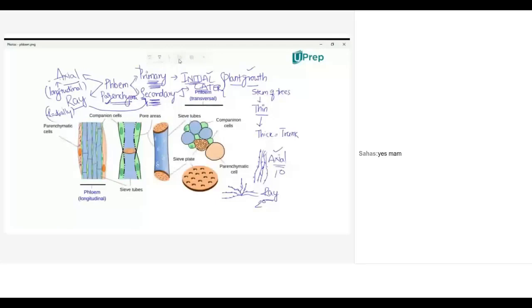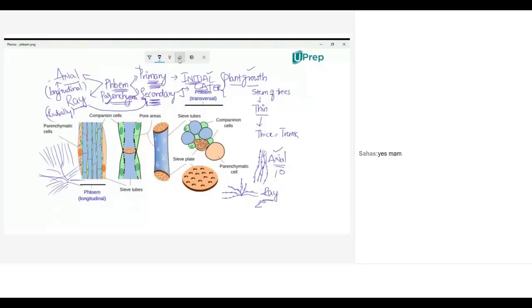If you got the difference between the axial and ray terms, you'll get the answer. What we are saying is that in axial, the cells are arranged longitudinally. Means what? It is the simple one. You'll have transport in one direction or in two ways, like this only. Translocation of food only, no? That is the function of phloem parenchyma and phloem. When you take ray arrangement, in all directions you'll have advanced translocation of food material.